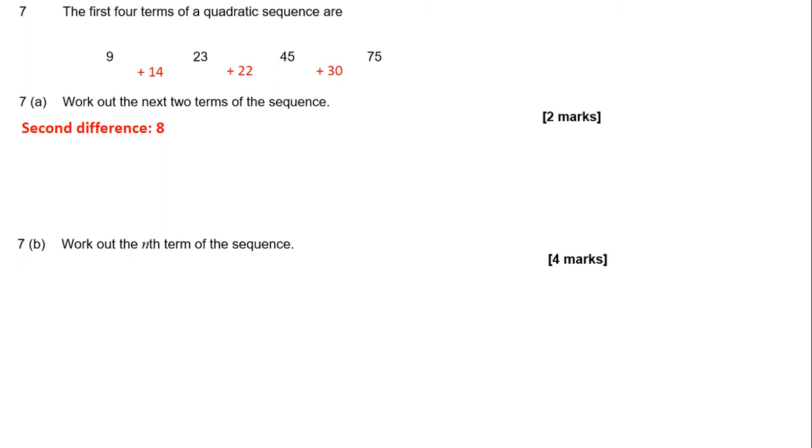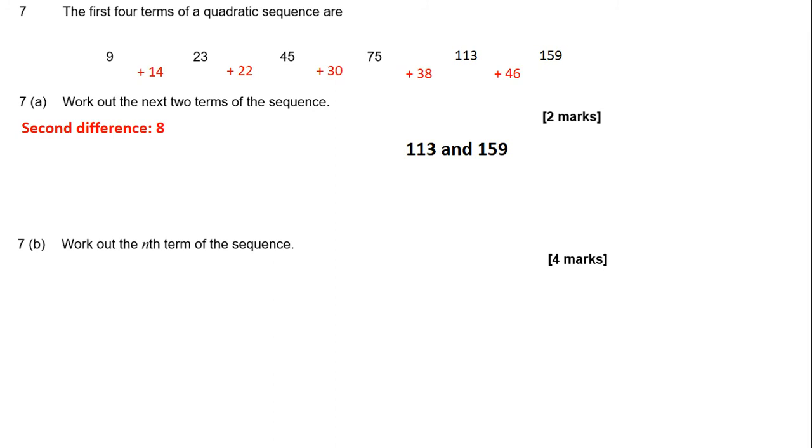If we continue that pattern on, we can work out what we have to add to the 75. We're going to need to add 38, and that will get us 113 as the next number in the sequence. Carrying on the red sequence, we need to add 46, and that's going to get us 159.